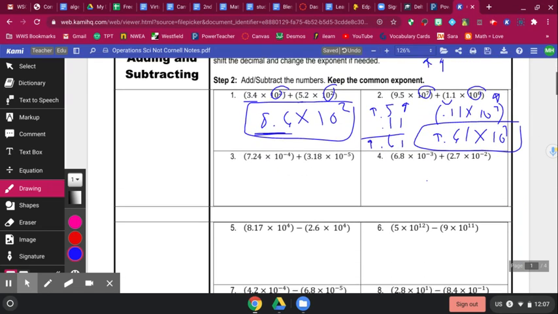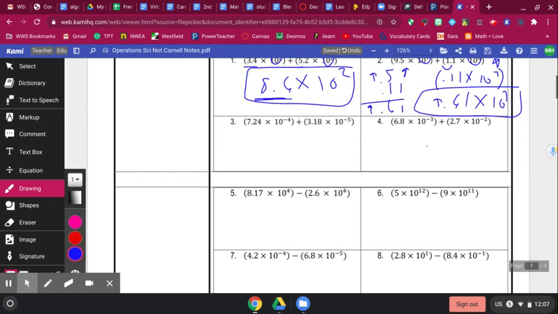Let's look at number 3. Number 3, the exponents are not the same. So I need to make an adjustment to one of them. I'm going to move this one, -5, up. And remember your number line. So if I move -5 up, it's going to become -4. And again, based on LARS, if I add to my exponent to make it -4, that means I need to move my decimal one spot to the left.